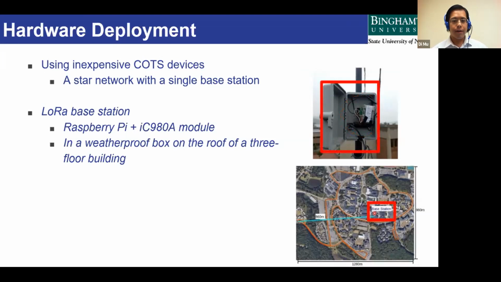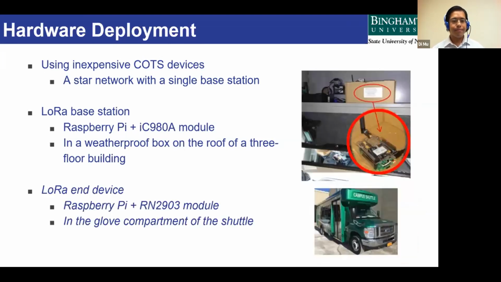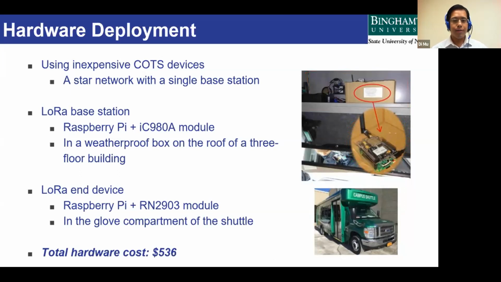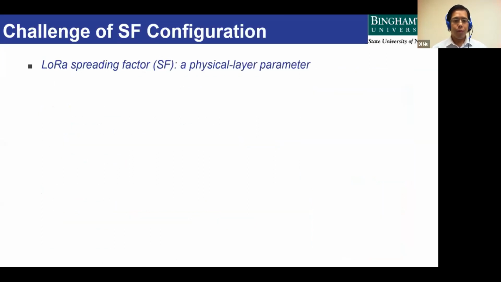The Raspberry Pi and the LoRa gateway module are placed in a weatherproof box on the roof of our three-floor building in the central area of our campus. The LoRa end device is a Raspberry Pi integrated with an RN2903 module. The 2903 module only operates on a single channel, but it's much cheaper than the gateway module. The LoRa end device is put in the glove compartment of each shuttle. The total hardware cost of our system is only $536.